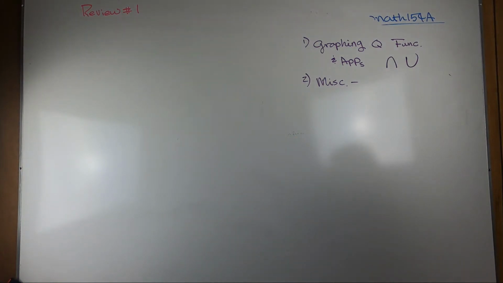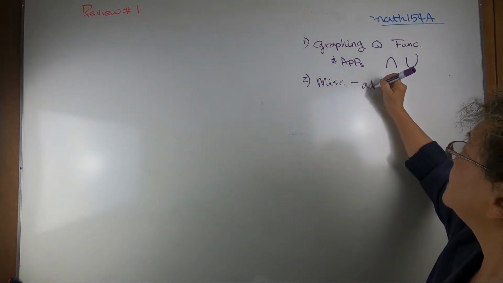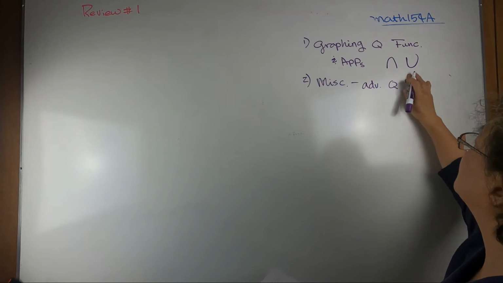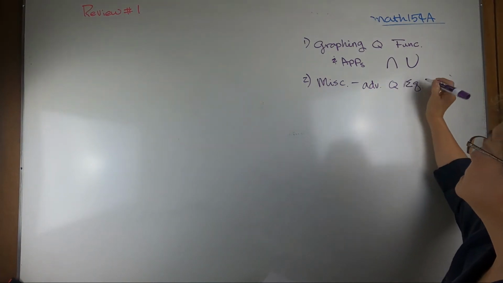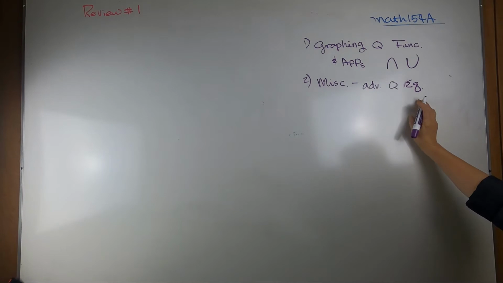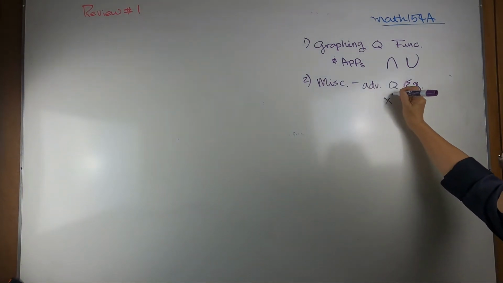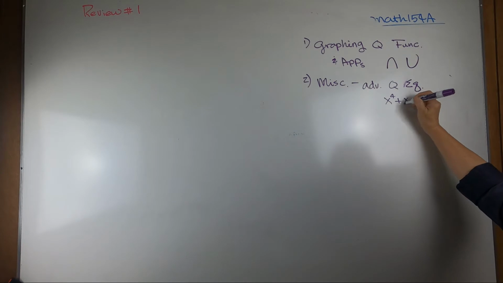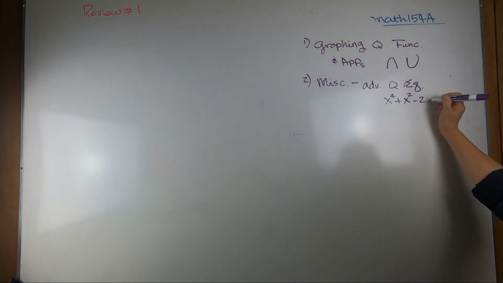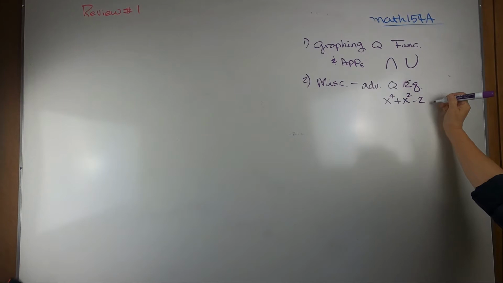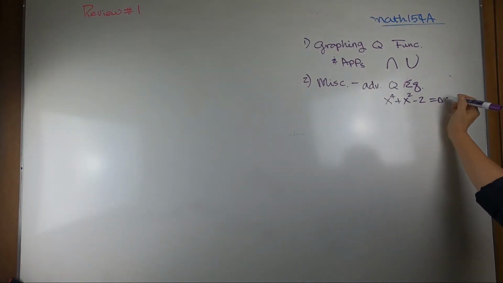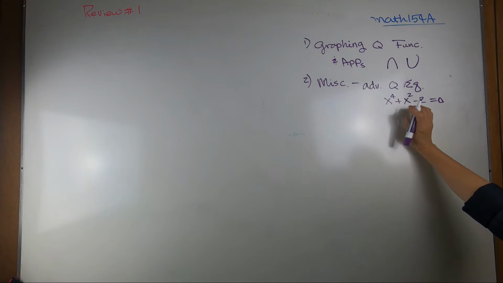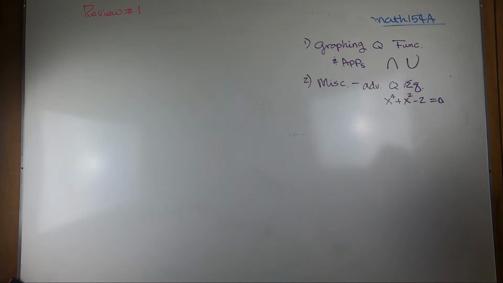Then we also covered some miscellaneous things. And let's see, what do we have? One is advanced quadratic equations. Solving advanced quadratic equations. It's like x^4 plus, say, x squared minus 2. Things like this, right? More than second degree, then you will make it as a second degree. So we did that.